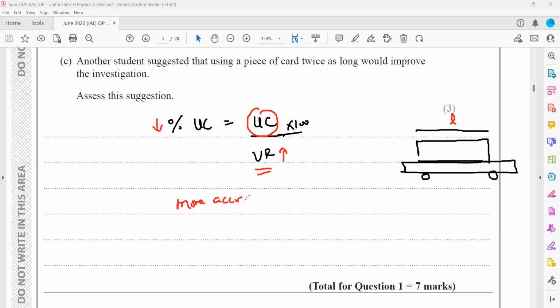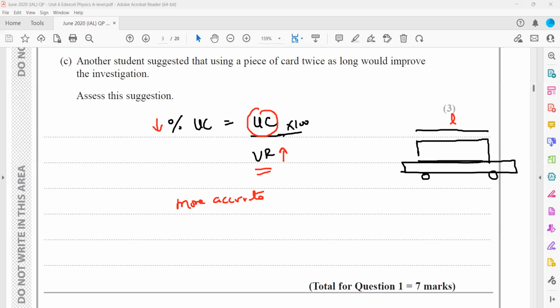That is the reason why, whenever we are recording the time period of oscillation, we don't record the time for one oscillation. We record the time for 20 oscillations. Why 20? Because a longer time means a smaller percentage uncertainty. When we measure a greater length, we have a smaller percentage uncertainty.